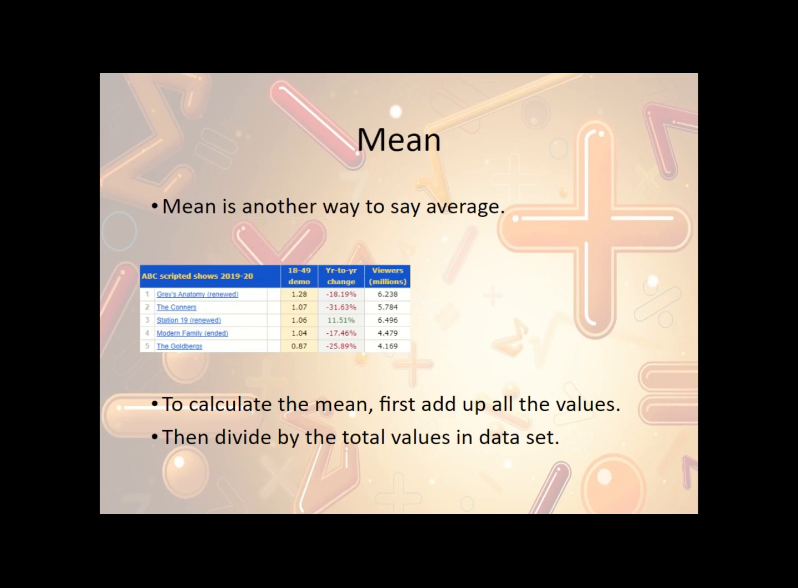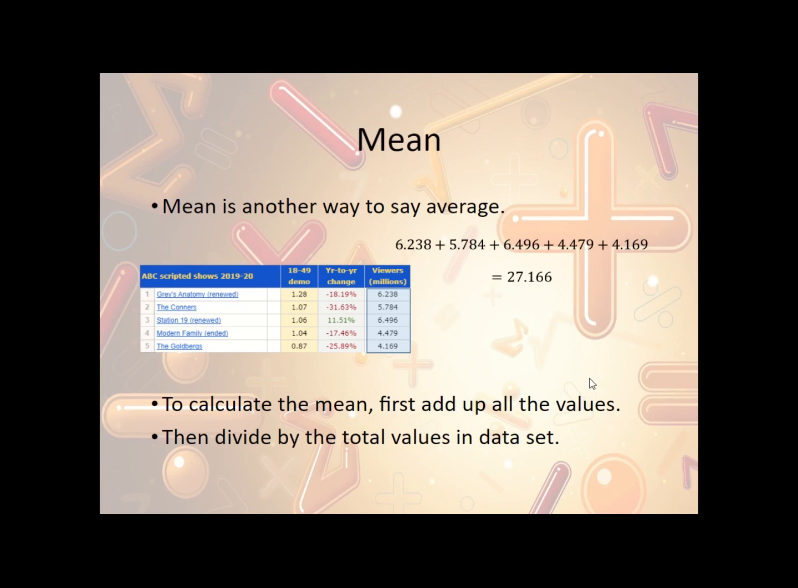These are the TV ratings for ABC. So again, we're going to add up the totals and then divide by the number of values in the set. So here, we're going to look at the number of millions of viewers. So 6.238 plus 5.784 plus 6.496 plus 4.497 plus 4.169. So we add all those together, and we end up with 27.166.